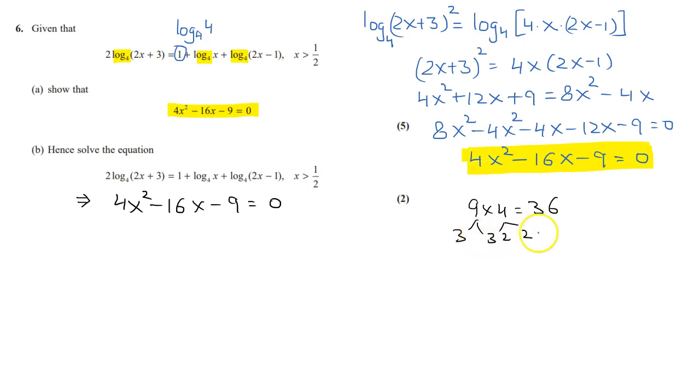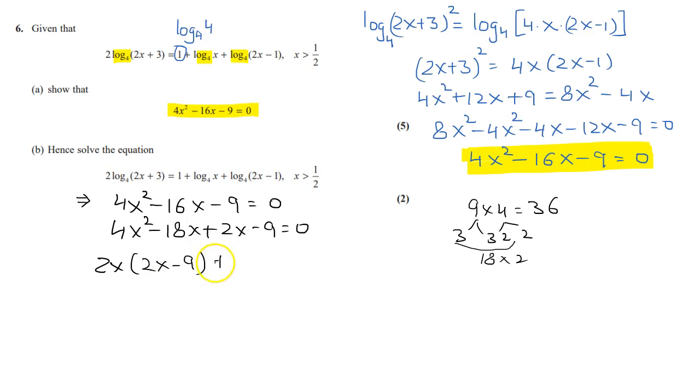So how do we get 16 here? 3 times 3 is 9, times 2 is 18, times 2 is 36. 18 minus 2... yes. So this is 4x square minus 18x plus 2x minus 9 is equal to 0. No, 4 cannot be common, so let's say 2x is common: 2x minus 9 plus 1 common, 2x minus 9 is equal to 0.